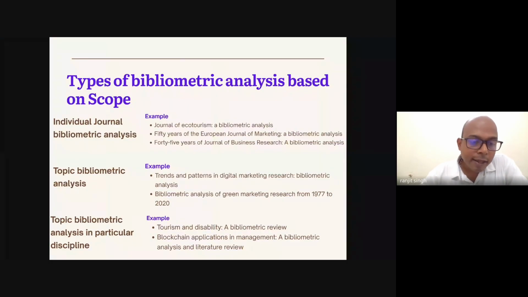In the third type of bibliometric analysis, the topic is the same, but we are focusing on a single discipline. For example, we are focusing on tourism. So loyalty in tourism. We are not focusing on general management. We are focusing particularly on the tourism industry, how loyalty has been developed. So you have to add the keywords which are related to tourism in the scope of search, so that you will get the articles related to tourism only, not general management.